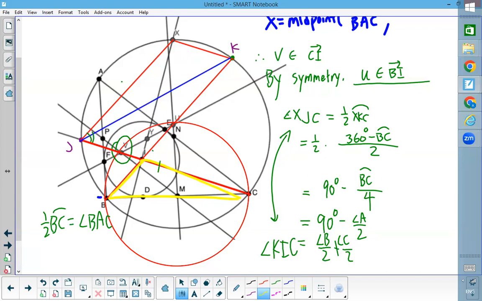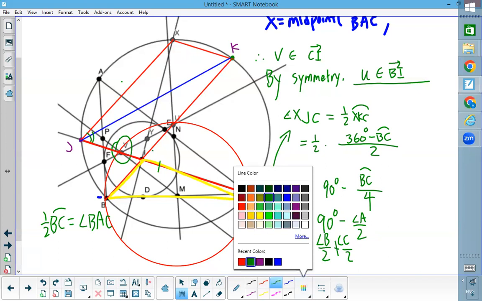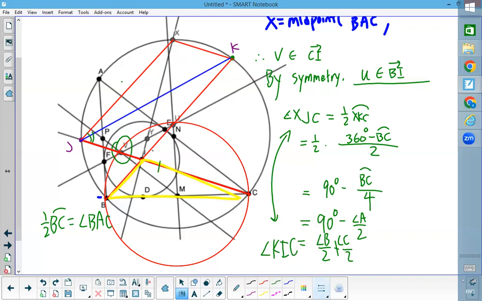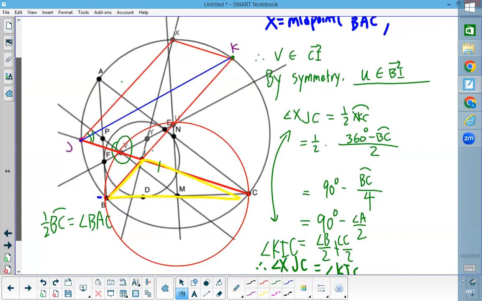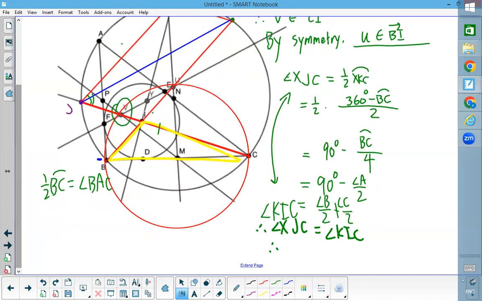Essentially, this tells us that we can write: angle XJC is equal to angle KIC. Therefore, the line XJ is parallel to KI.